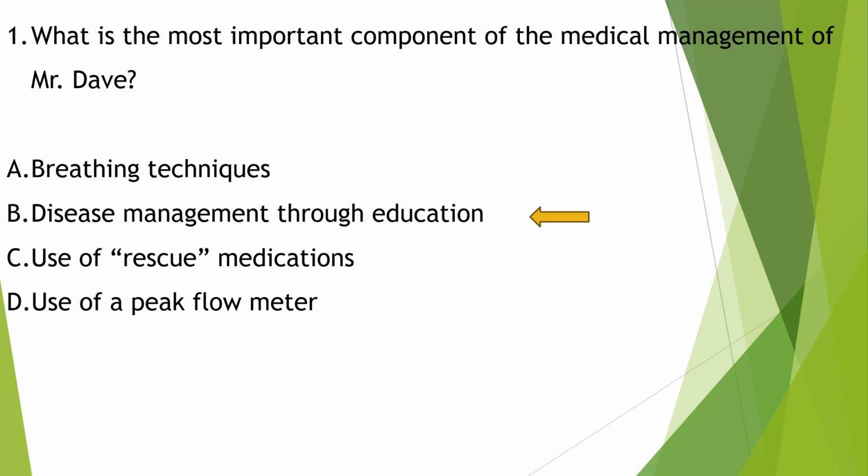So here, self-management is very much required in asthma patients. It's a chronic condition. Once a patient identifies the risk factors, the patient will be able to control the attacks of asthma. So disease management through education and compliance with the medications is very important. All the other three, breathing techniques, use of rescue medications and use of a peak flow meter, are components of medical management of asthmatic patients. But the most important is disease management through education.